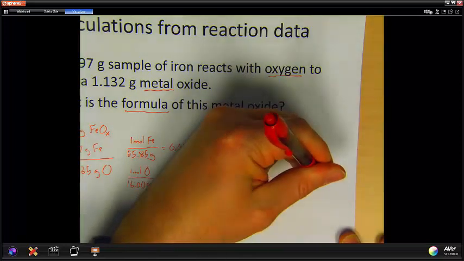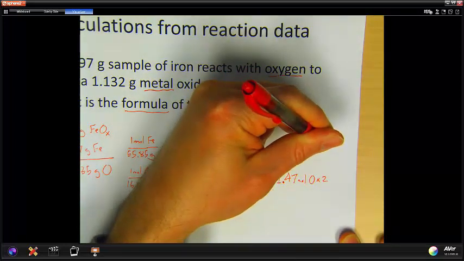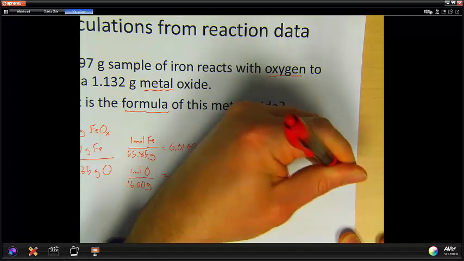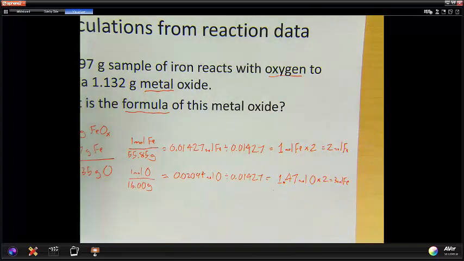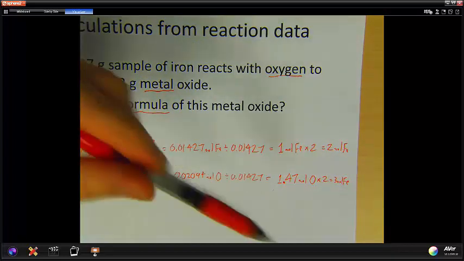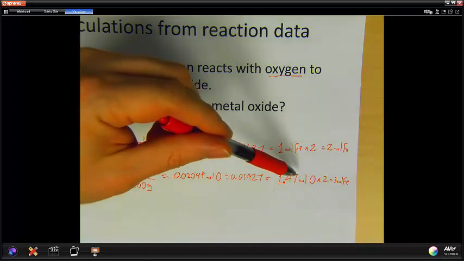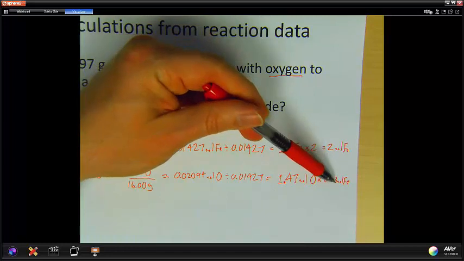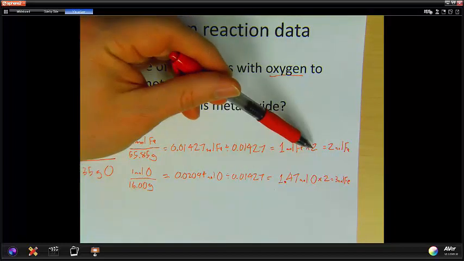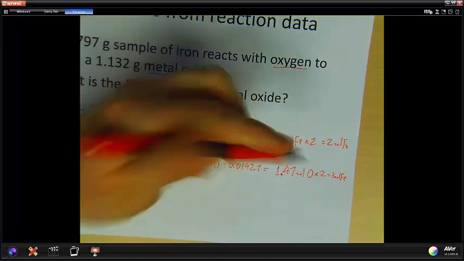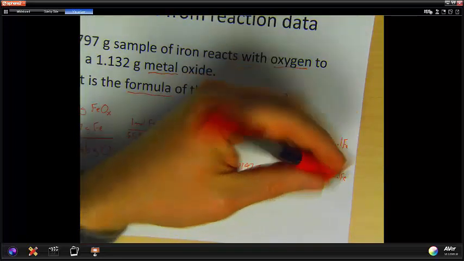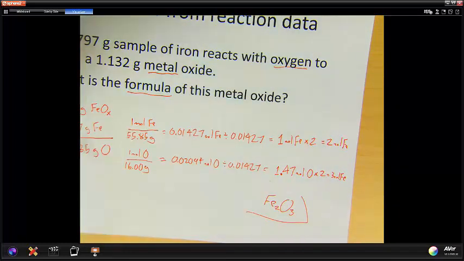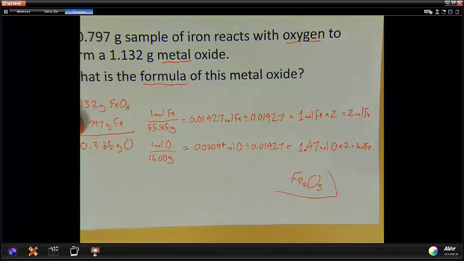Maybe a 2. So times 2, we get 2 moles of iron up here. We get 3 moles of oxygen down here. Just a reminder, when you do this, whatever you're multiplying by down here, you need to multiply by up here. So you're multiplying by 2, so this becomes a whole number. But then you have to do the same thing up here, because we are still dealing with this ratio. So our formula is then going to be Fe2O3 based on these calculations.